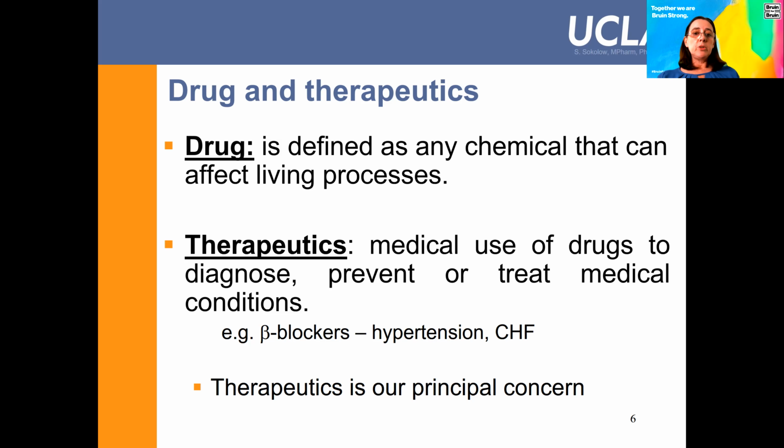Therapeutic is the medical use of a drug, either to diagnose, prevent, or treat a condition. Most of the time, of course, the drug is used to treat a medical condition. We will learn this quarter different classes of drugs, and here I'm giving an example, which is a beta blocker. Beta blockers have different indications, and one of those is hypertension, another is cardiac heart failure. So this is the difference between the drug and therapeutics. Of course, in this course, therapeutic is our principal concern, but before getting to that point, we have to go over some basic concepts.